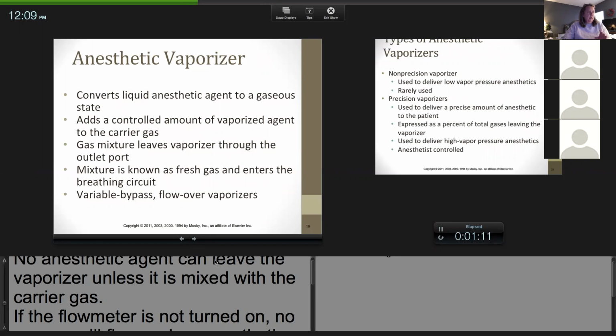Talking about vaporizers, remember, they take the liquid agent and turn it into a vapor. Your carrier gas is oxygen. So the oxygen has to flow through the vaporizer from the inlet to the outlet. At that point, you have mixed gas, which is oxygen and vaporized inhalant. Then there's a tube that connects near the inhalation valve, and that's how the gases get to the patient. So the gas mixture leaves at the outlet.